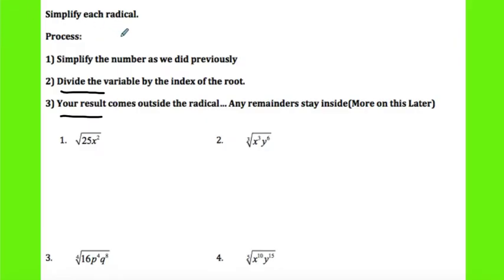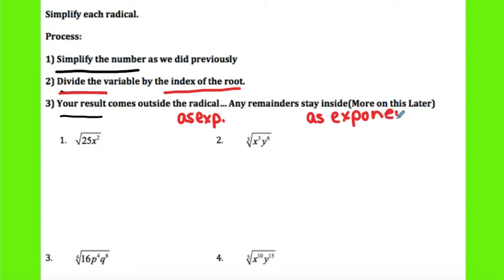But now I want to throw in a variable, okay? So we're going to simplify each radical. We're going to go through a basic process. We're always going to simplify the number as we did previously. But now we have to take into account the variable. So we want to divide the variable's exponent by the index of the root. The result of that is going to come outside the radical as the exponent. And any remainders stay inside as the exponent. And I'm going to do more of this later, okay?